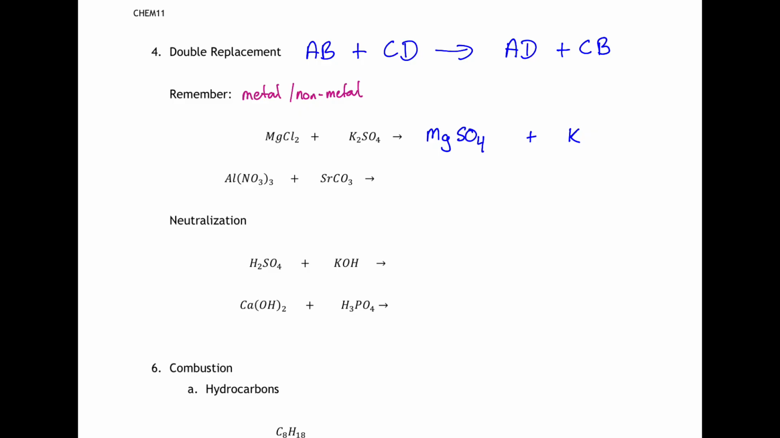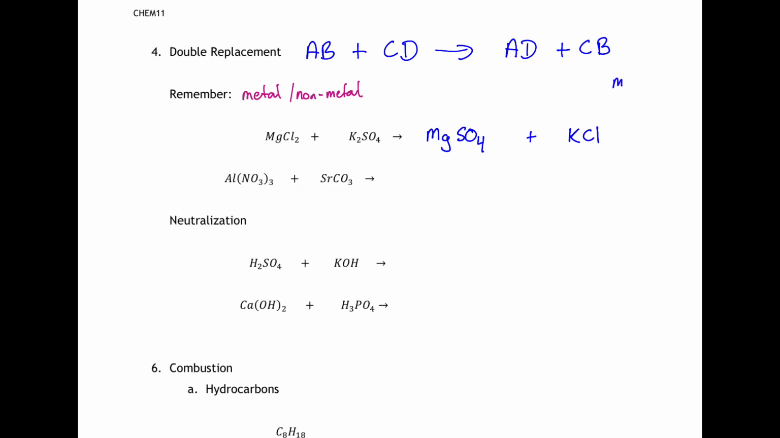Potassium had a sulfate attached to it, so now it has to have a chlorine attached to it. So we're basically switching our pairs. Each of the pairs is switched. And now we have to do a quick double check to make sure each of those is right.